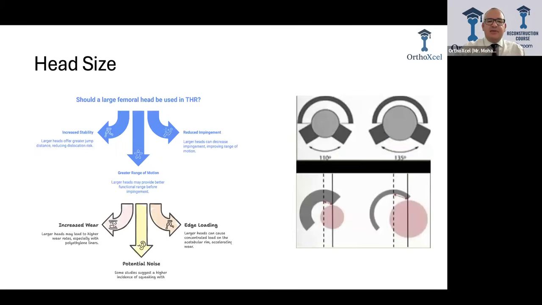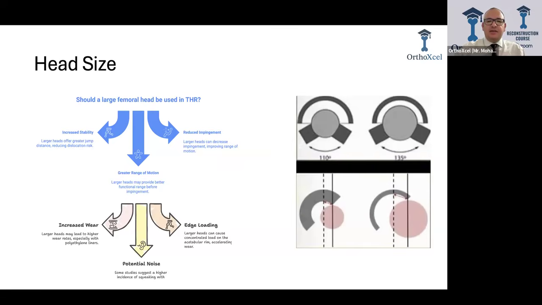Head size is very important. You need to understand how we choose a head size. Shall we go with what Charnley spoke about, the low friction arthroplasty, and always use a small head? Or shall we go for a large head, which is the new concept? And what are the benefits and risks of each?